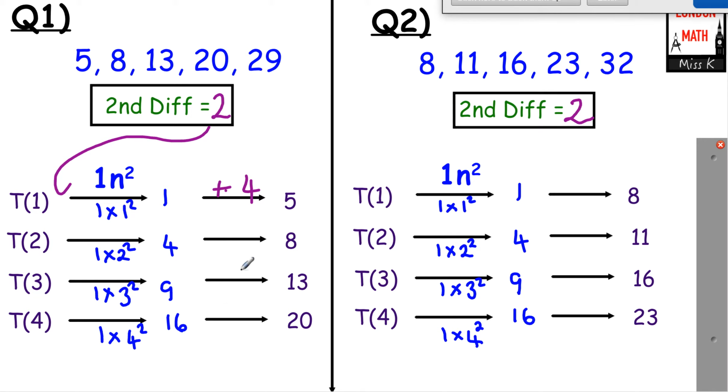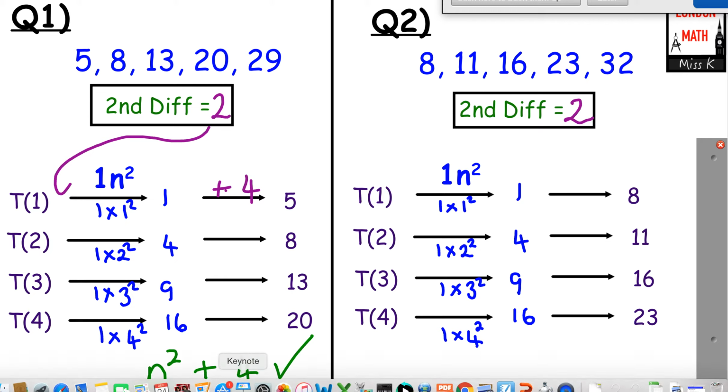So my formula for my nth term is n squared plus 4. Well done if you got that right. You can give yourself a tick.